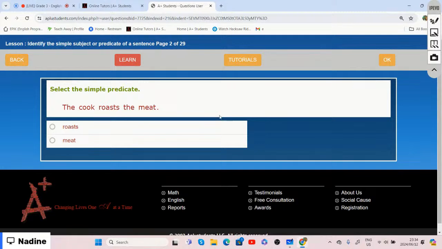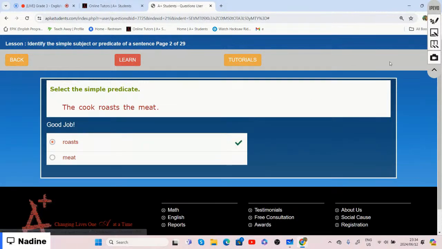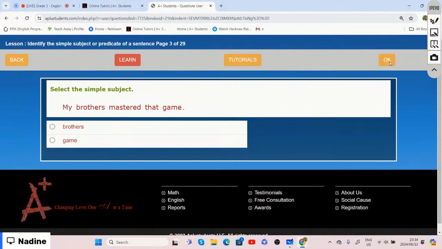All right, and if we were to identify our simple predicate within the sentence, we can say the cook roasts. So roasts is our predicate that tells us what the cook does. Roasts is the verb, the action that is taking place within that sentence. And well done, roasts, or option one, is correct.